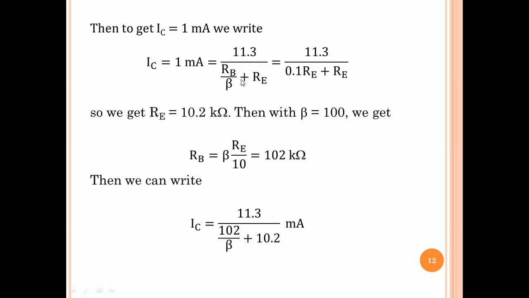So in this equation for IC, now we have found values of RB and RE. We found it for a specific value of beta, but of course now let us use it to find IC as beta varies. So we say IC equal to 11.3 by 102, which is RB, by beta plus 10.2, which is RE. Now we see how IC varies with beta. So let us see.